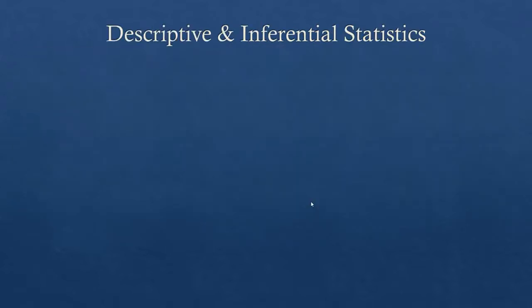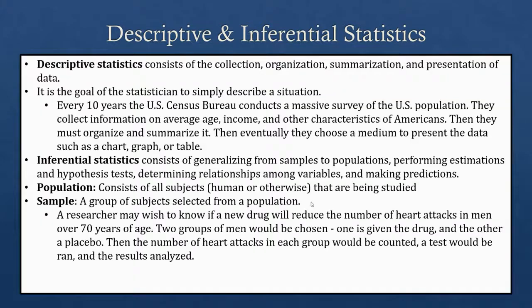So there are two branches of statistics, descriptive and inferential. The course itself is actually split up between these two. So the first half is mainly looking at descriptive statistics. So descriptive statistics consists of the collection, organization, summarization, and presentation of data. So we just go out and look at what is now or what was before in the past, and we organize that information, summarize it, find the really important pieces, and then we present that to people. It's the goal of the statistician simply to describe a situation.